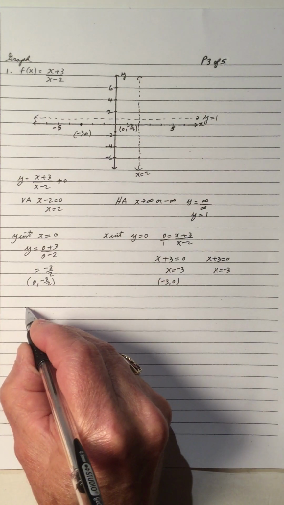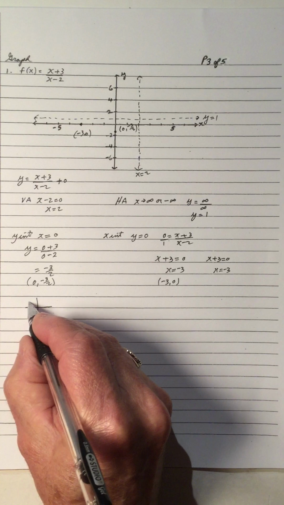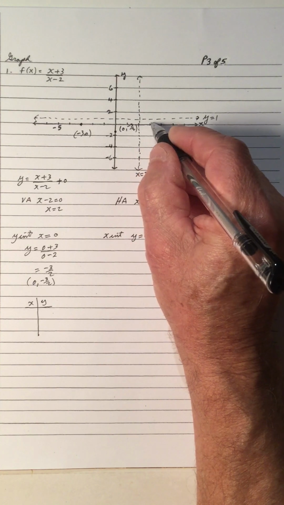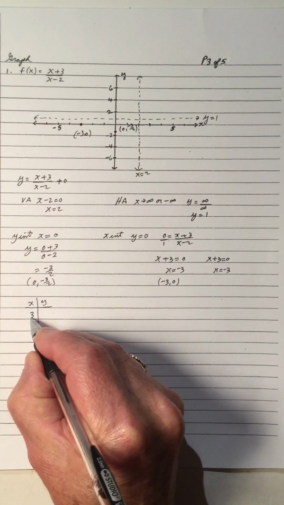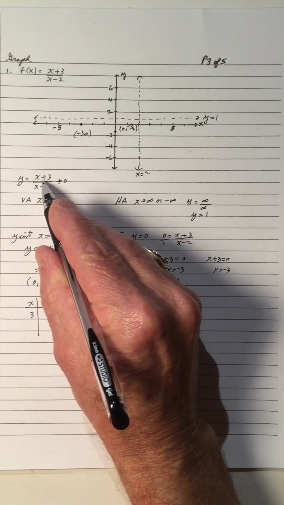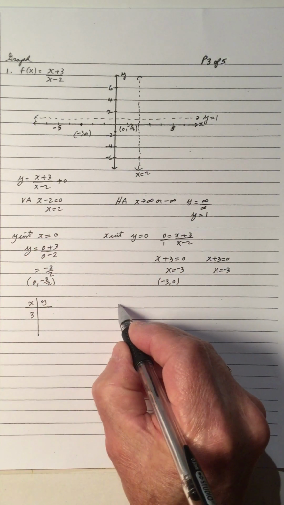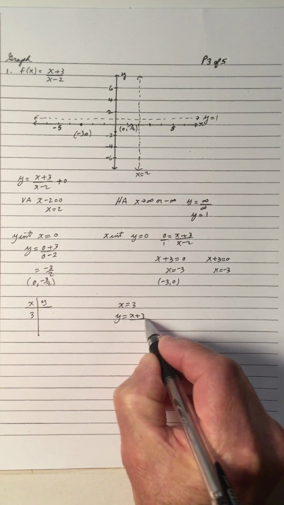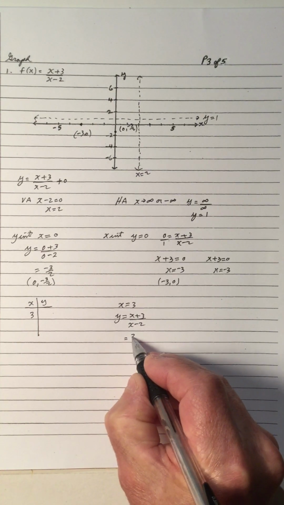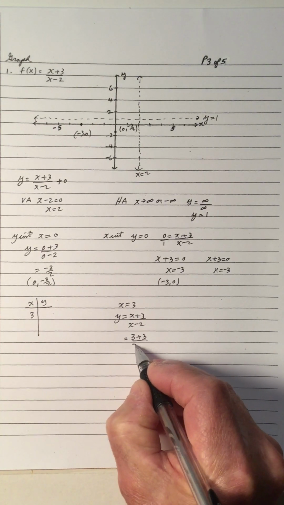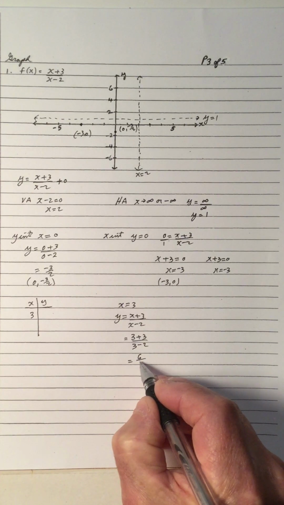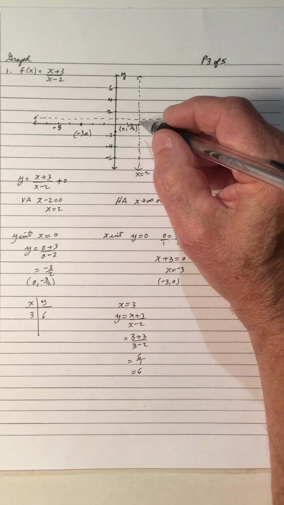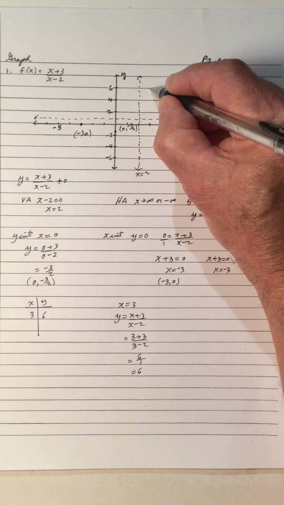So let's look at some other points on this. So we got x and y. So let's look over here. We got a vertical asymptote at 2. So let's look at 3. What's 3 going to give me in this equation? So I'm going to take x equals 3 and sub it into y equals x plus 3 over x minus 2. So that's 3 plus 3 over 3 minus 2. That's 6 over 1, or 6. So when x is 3, y is 6. So that's this point here.